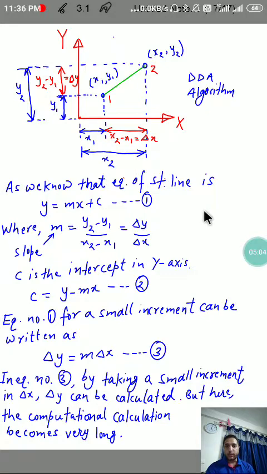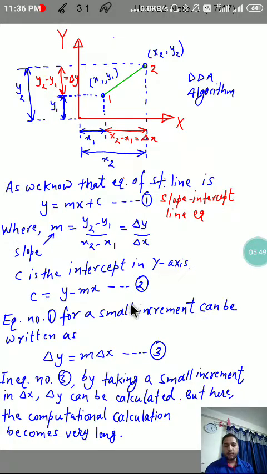As you know, the equation of a straight line is y equals mx plus c, and this is the slope intercept equation of a straight line. In this equation, m is the slope, which is y2 minus y1 divided by x2 minus x1, or we can say delta y by delta x. And c is the intercept on the y axis, and if we want to calculate c, then c will be y minus mx. Let us say this is equation number 1 and this is equation number 2.